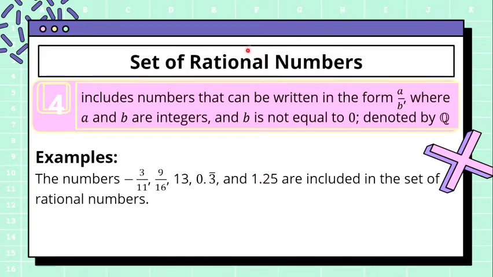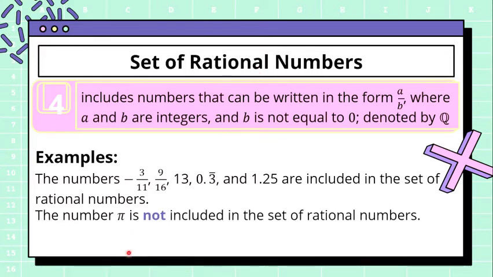Again, for the rational, if it can be written as a fraction, therefore it's a rational number. However, here, pi is not included in the set of rational numbers. So pi, class, it's 3.14, etc. The decimal there is unlimited or infinite. Therefore, we cannot write that in the form of a fraction. Therefore, it's not included in the set of rational numbers.